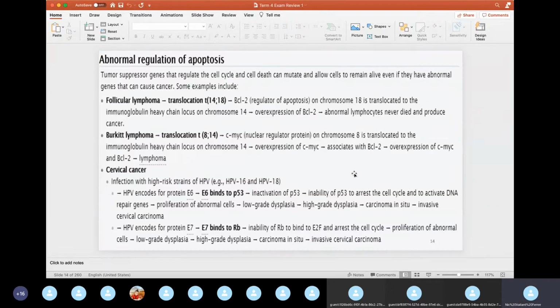We talked about abnormal regulation of apoptosis. You have follicular lymphoma. This is in the future, okay? But for now, remember them. Translocation 14;18, follicular lymphoma. 8;14 is Burkitt's, this is C-MYC. This is EBV, Epstein-Barr virus. Cervical cancer, don't forget, HPV, right? E6 binds to P53. E7 binds to retinoblastoma.